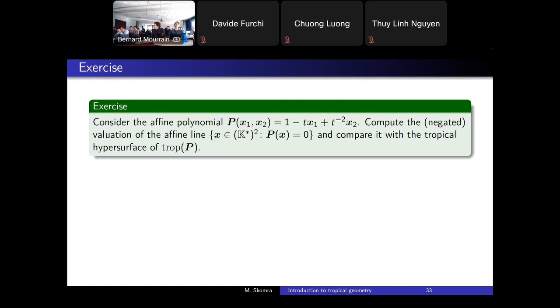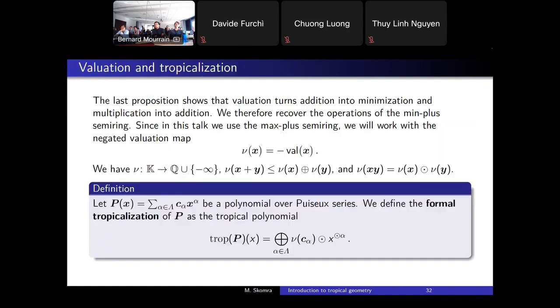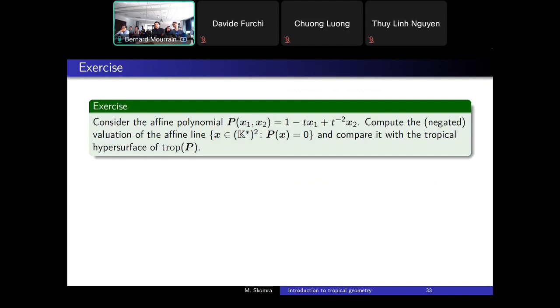Can you go back to the last slide for a second? Sure. Okay. So the first part is not related to tropicalization, right? For now, it's just you have a line over the Puiseux series, and you want to compute its image by this val function, right? And then the second part asks you to see what happens by tropicalization. Okay.